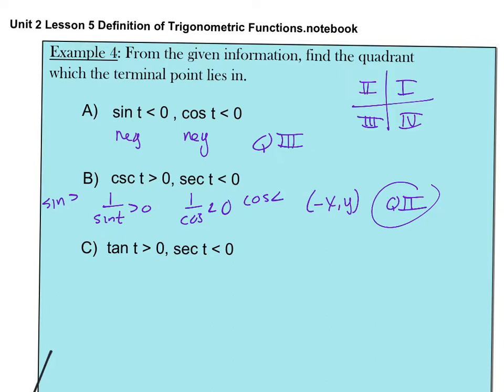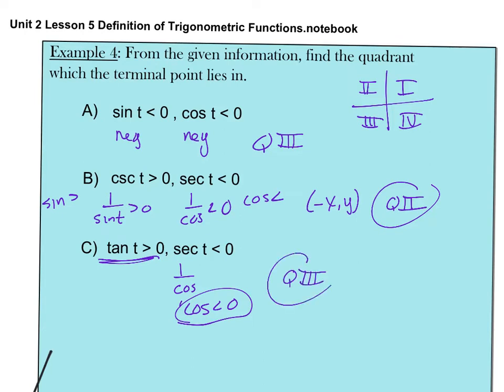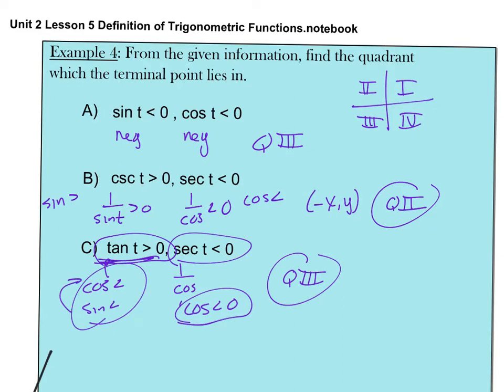Tangent is going to be greater than 0. Secant is going to be less than 0. So secant is 1 over cosine, so your cosine is less than 0. All right, and your tangent is greater than 0. But cosine's negative. Well, if cosine's negative and tangent's positive, that can only be quadrant 3. If cosine is negative, then your sine has to be negative too for tangent, although sine would go on top.